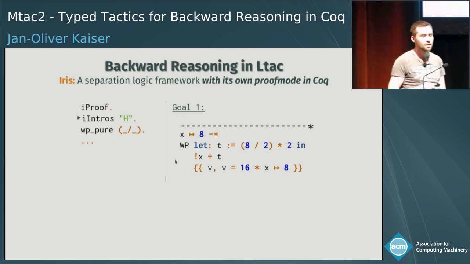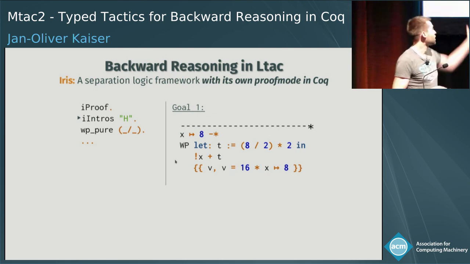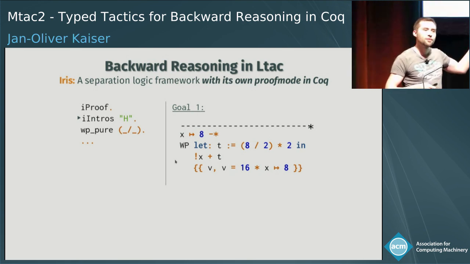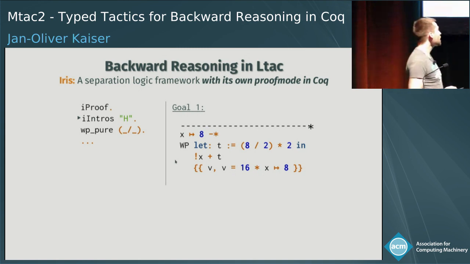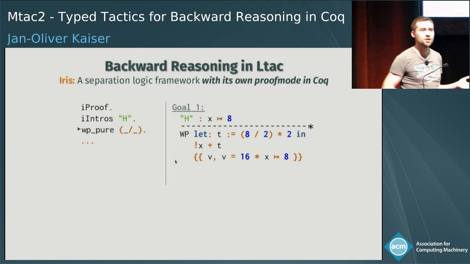In this particular example, the goal states that we assume ownership of a location in memory, x, that currently has value 8. And under that assumption, we are conducting a proof of safety using this weakest pre-assertion of this particular let expression. If we execute this expression, we're claiming that it will return value 16, and it will leave the location x unchanged in memory. Then we can introduce this assumption using the iIntros tactic, and as you've seen, this will now be moved into the spatial context, the context for separation logic assumptions in Iris proof mode.